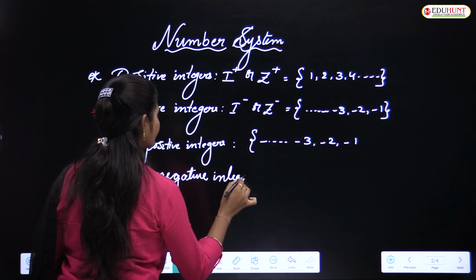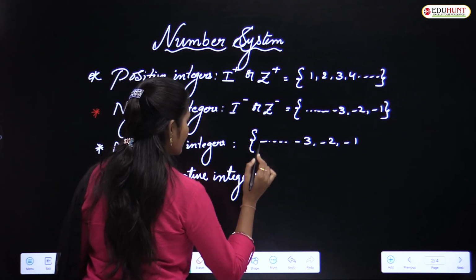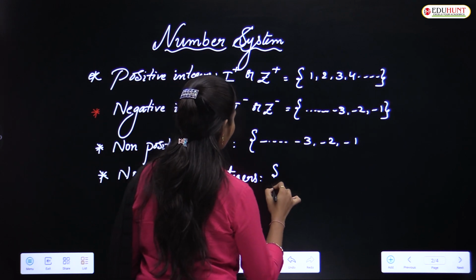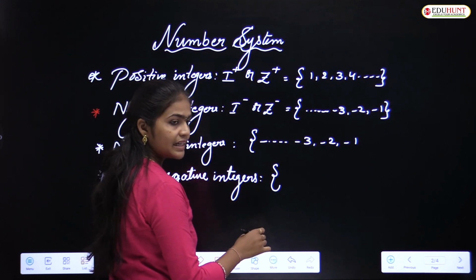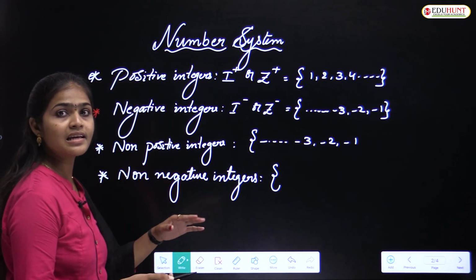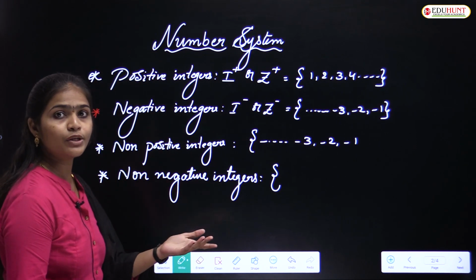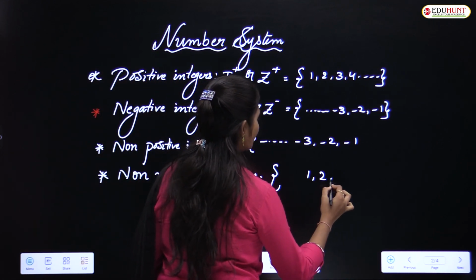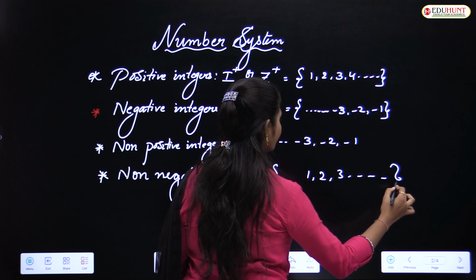Non-negative integers. Here also there is nothing to identify the set name. So non-negative integers means integers that are not negative. Not negative means positive integers, and positive integers means 1, 2, 3 and so on.